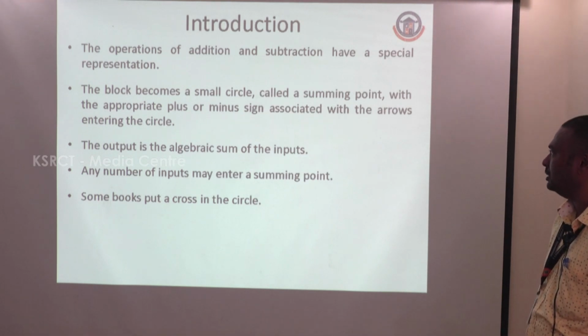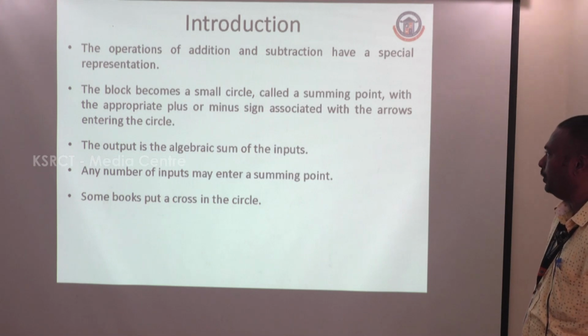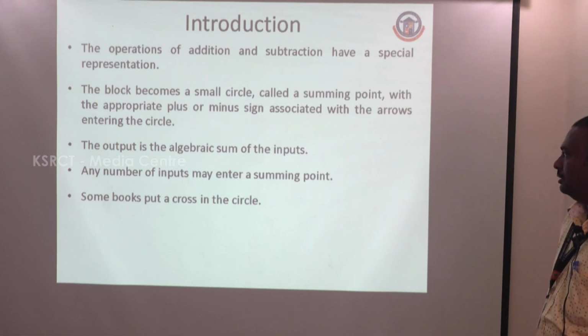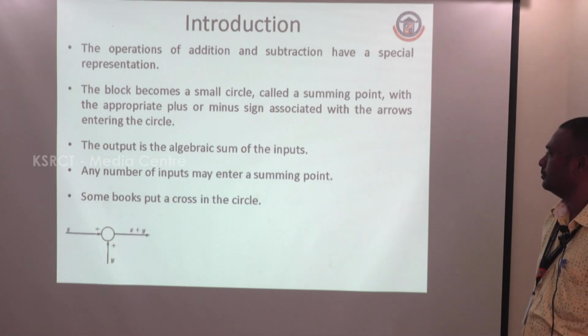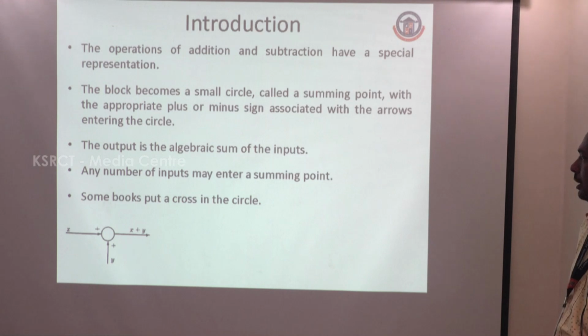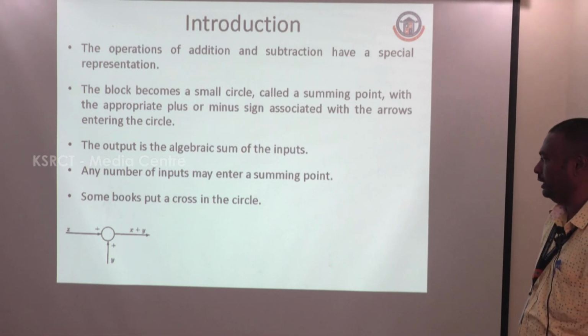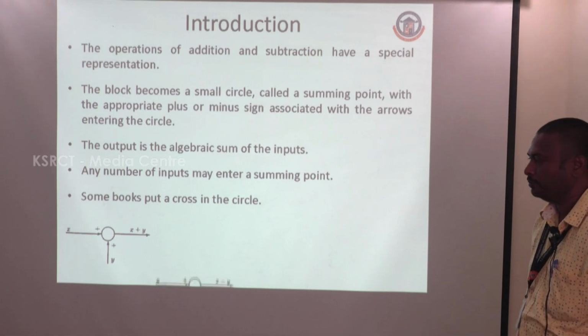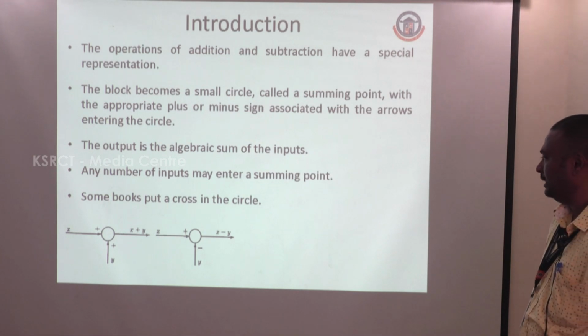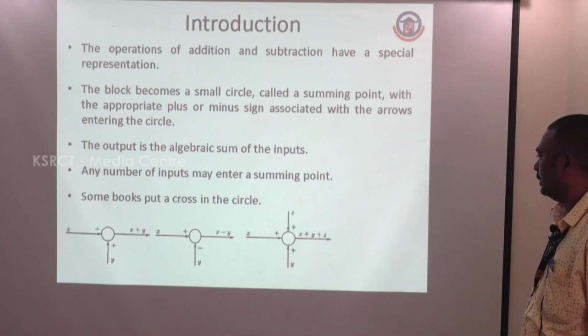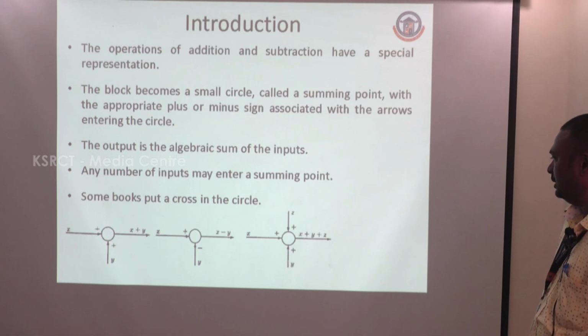The block becomes a small circle, called a summing point, with appropriate plus or minus signs associated with the arrows entering the circle. The output is the algebraic sum of the inputs. Any number of inputs may enter the summing point. Some blocks put a cross in the circle. Here we see examples of summing points: x and y as inputs give x plus y. Next, x as an input and y also an input, with the sign minus, gives x minus y. Here x plus y plus z is also a summing point.